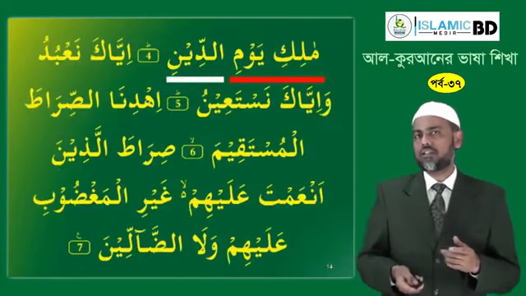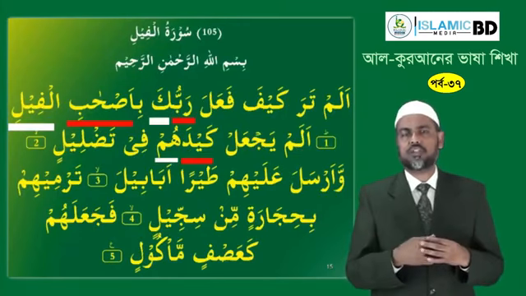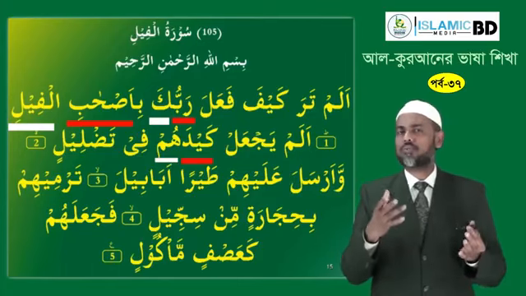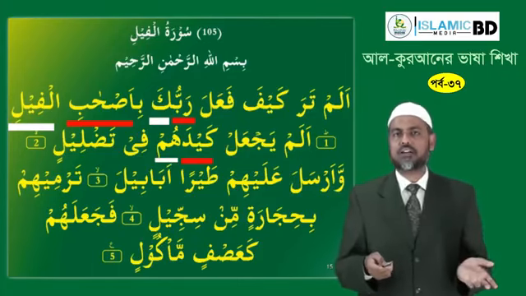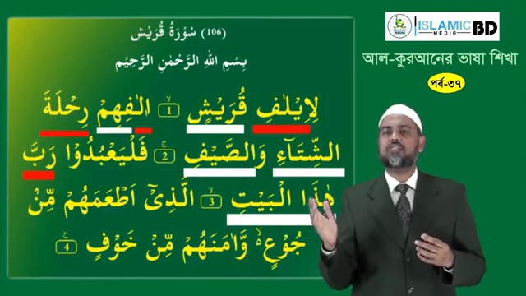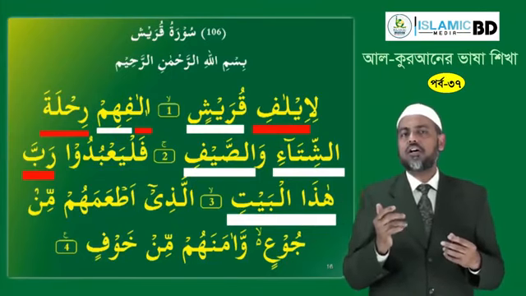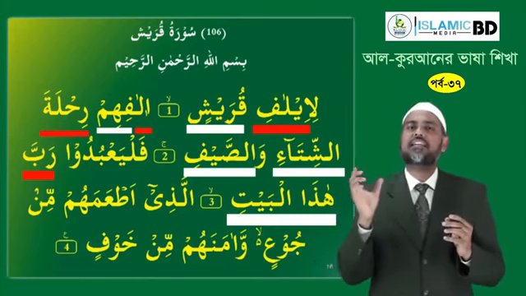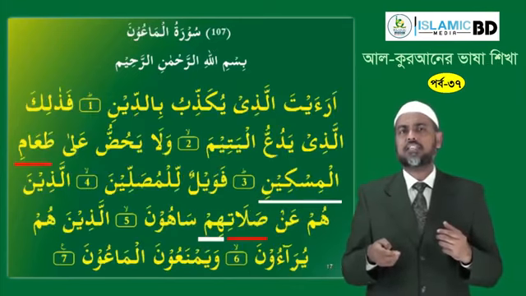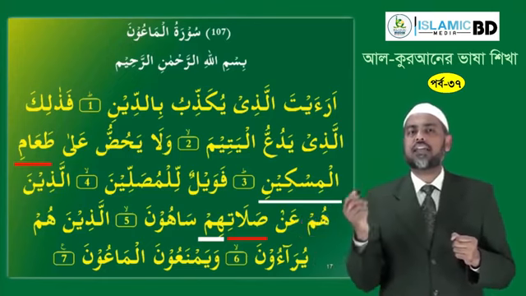We studied Maliki Yawmiddin earlier. Similarly, in Suratul Fil, we have Rabbuka. We studied that Rabbuhu, Rabbuhum, all these are mudaf ilayh. We also studied Ashabil Fili. Similarly, Kaidahum, their plot, Rabbuka, Dinuhum, Kitabuhum, all these are mudaf ilayh. Similarly, we have Ilafu Quraishin, but it is preceded by li, so it became li ilafi Quraishin. We have Rihlatu Shita'i, journey of winter, but because it is an object, it became Rihlata Shita'i. Rabb Hadal Baiti, or Ta'amul Miskini, but because it is preceded by the preposition ala, it became Ala Ta'amil Miskini.